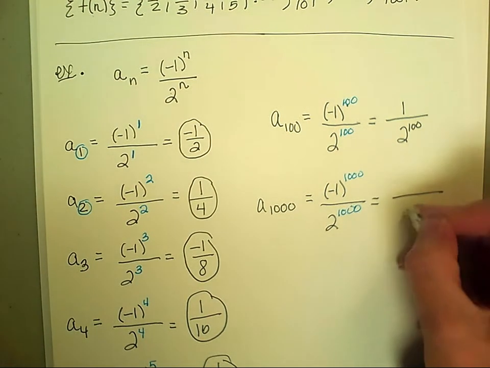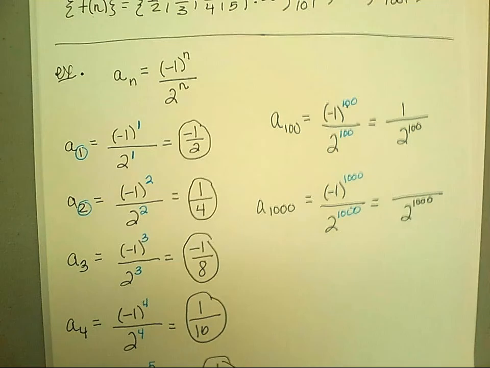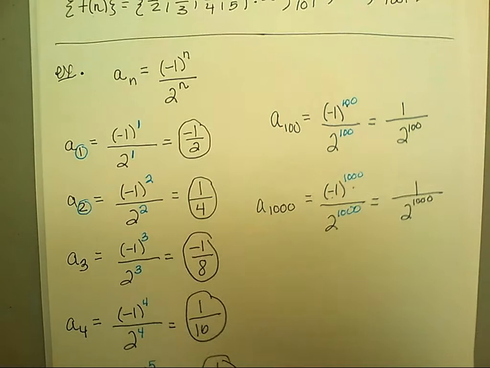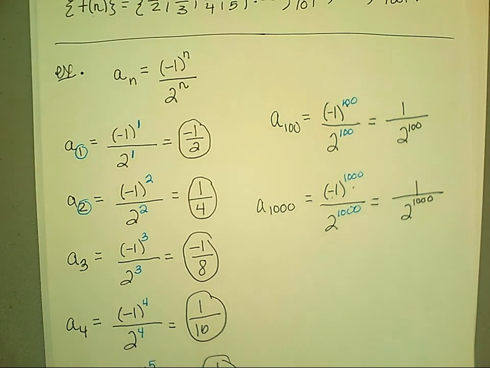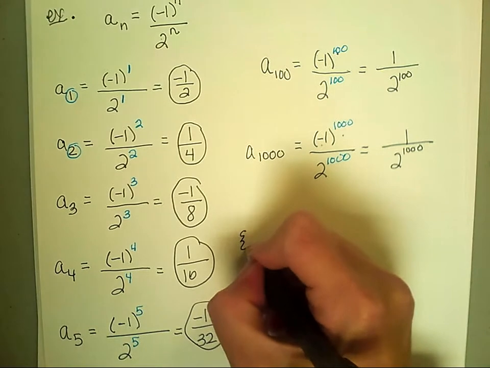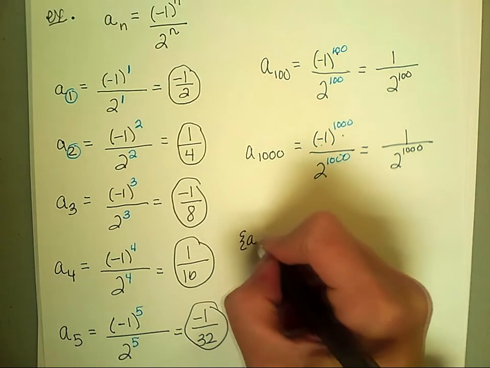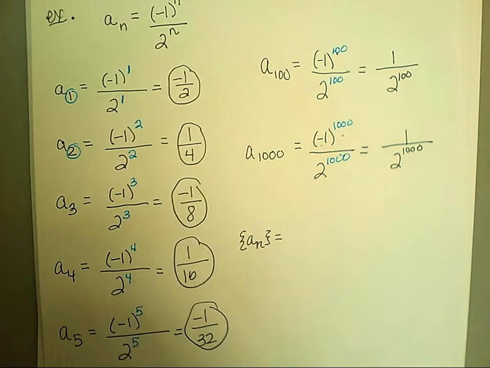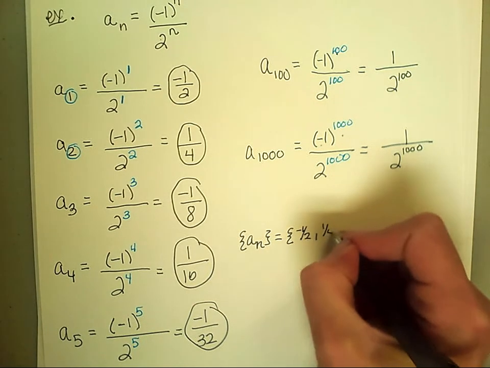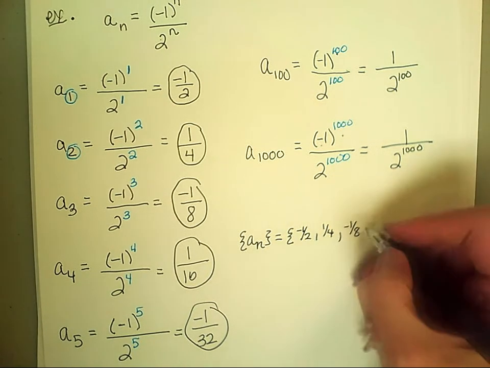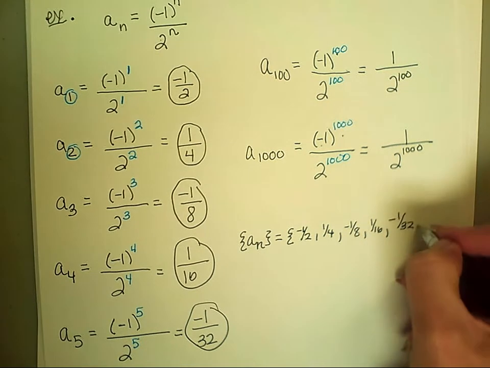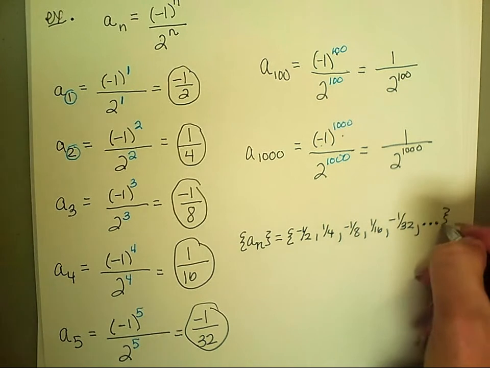Well, again, we'll just leave 2 to the 1,000 as 2 to the 1,000. Okay. But 1,000 is even, so I know that this has to be positive 1. And so we could list these. Another way we could write this is that the sequence, written like this, we could list it out in terms. It's negative 1/2, then positive 1/4, then negative 1/8, then positive 1/16, then negative 1/32, etc., etc., etc.